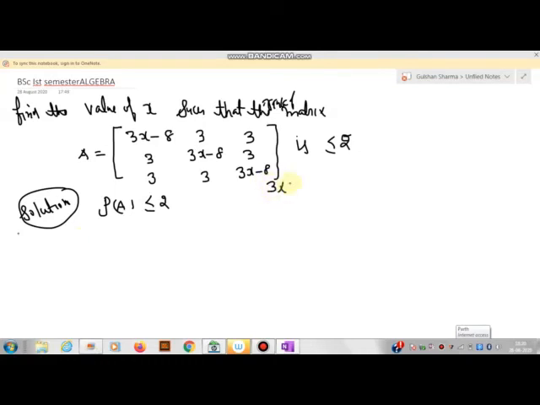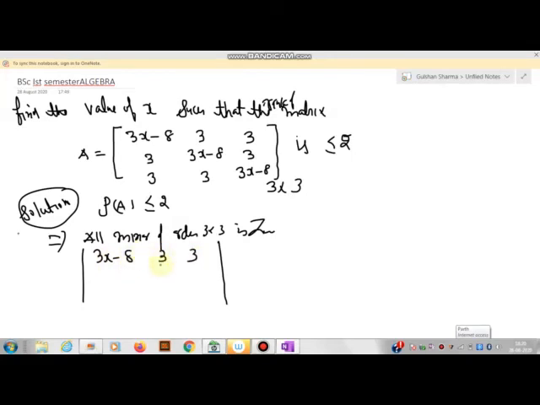So this is the matrix of order 3/3. I am using the second definition because rank is less than 2. All minors of order 3/3 are 0. Okay, so this is 3/3, so I will put this equal to 0. The determinant with 3x minus 8 on the diagonal is equal to 0. Okay, now let us find its value.